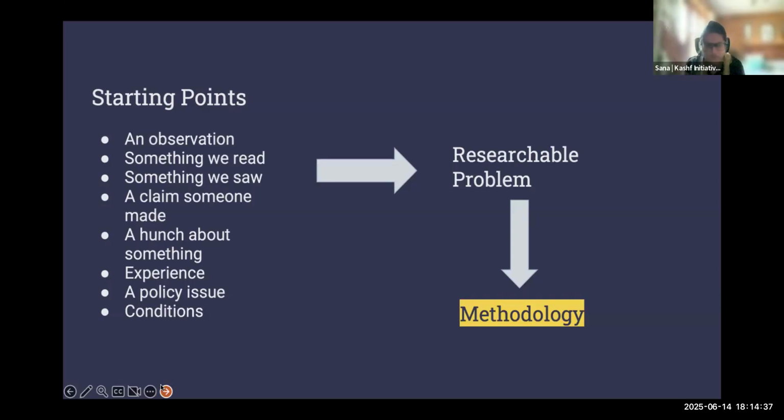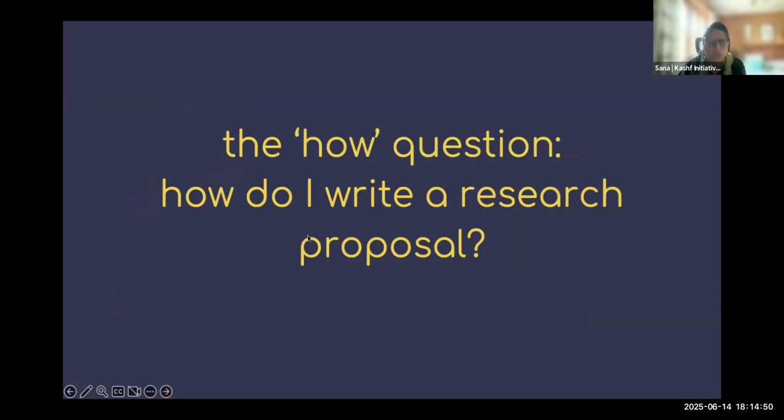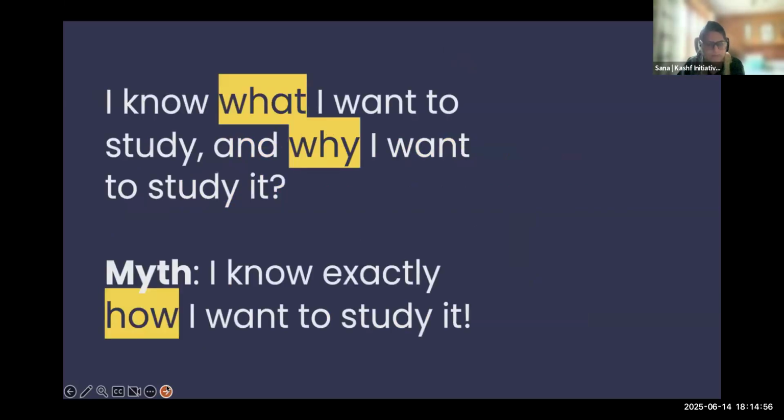And when you have a research problem, based on that, you devise your methodology. Based on your research problem, you think, okay, how will I approach this problem, which will then define your methodology. So now let's go to the how question. How do I write a research proposal? Okay, so I know what I want to study. If you have a clear idea at this point of what you want to study and why you want to study it, you have your clear reasons.